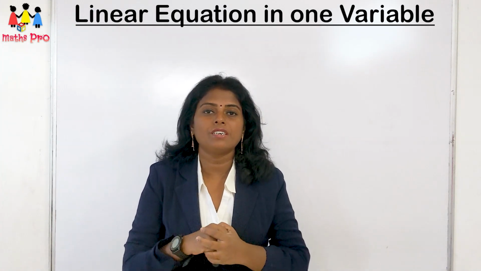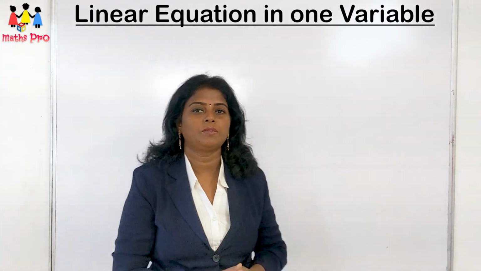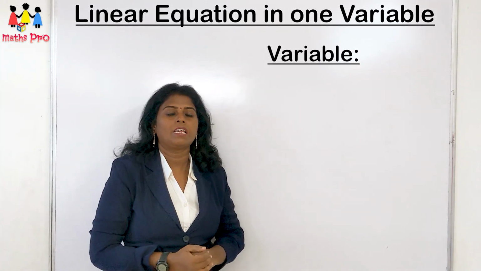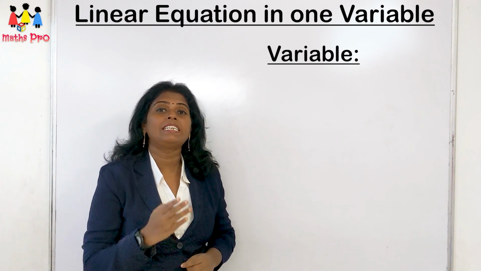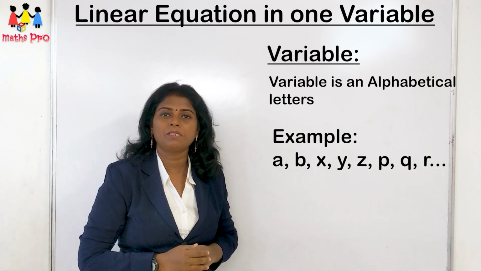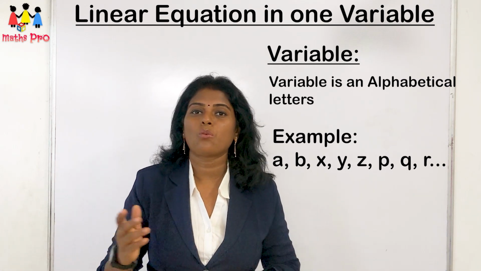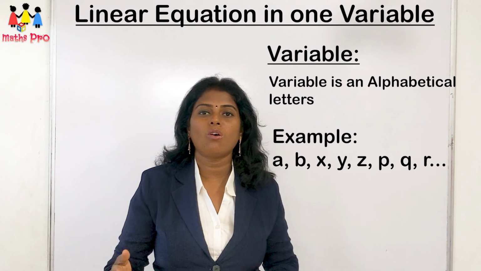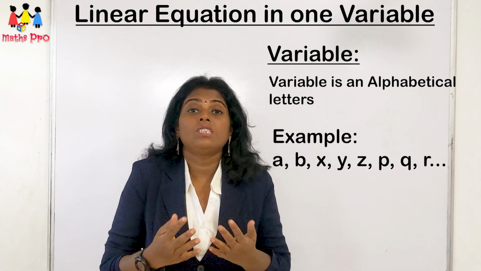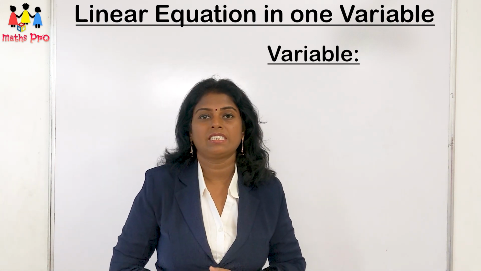First we are going to look at what is meant by a variable. A variable is nothing but the alphabetical letters, for example A, B, X, Y, Z, P, Q, R and so on. So these are the variables in the linear equations.